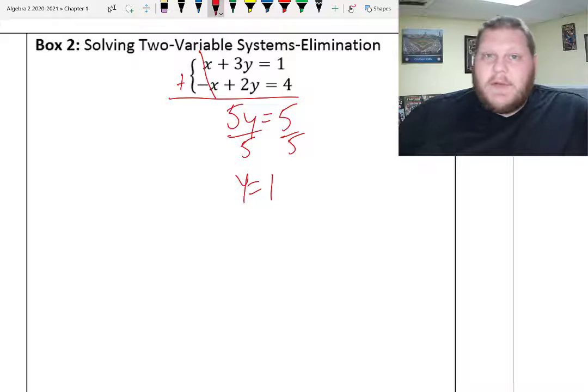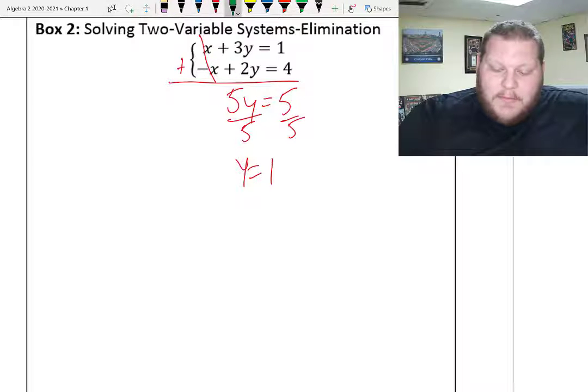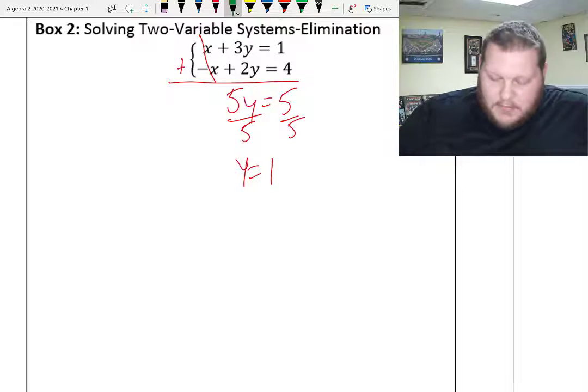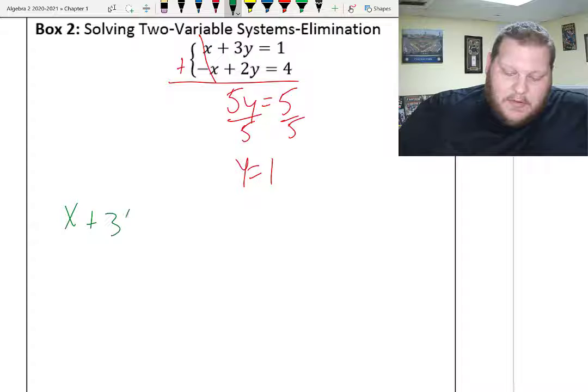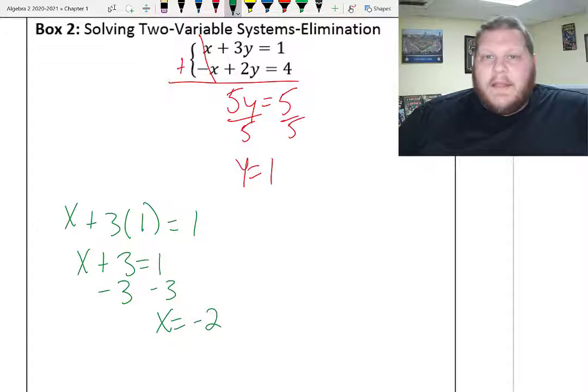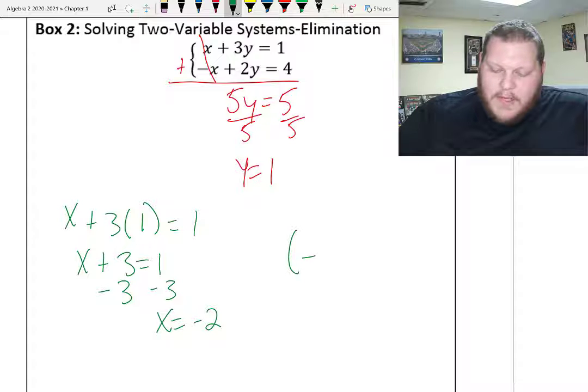Just like we did in the previous problem, once we have one of my variables, I'm going to plug that number back into one of my equations to solve for x. It doesn't matter which equation you choose in this case, you'll get the same answer for either one of them. In this case, I'm going to plug that y into my top equation just because that's already just a positive x. So x plus 3 times 1 equals 1. So x plus 3 equals 1, minus 3 on both sides. And I get that x equals negative 2. Once again, I need to make sure I write an ordered pair for my answer, negative 2 comma 1.